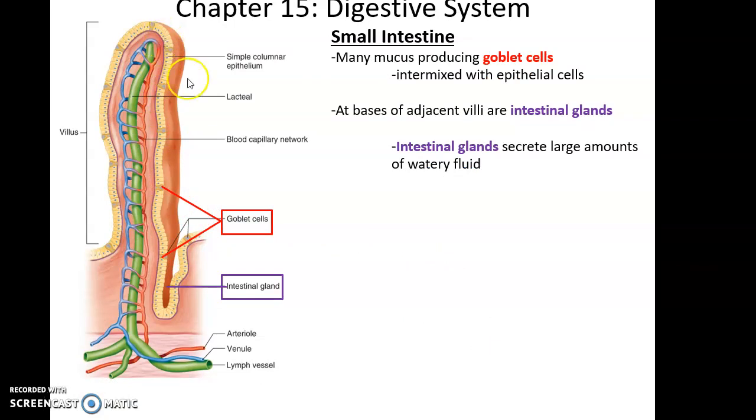Again, there are many goblet cells that produce mucus to provide lubrication. And at the very base of the villi, we find a small invagination referred to as the intestinal gland. The intestinal gland secretes a large amount of watery fluid to keep the contents of the small intestine liquidy.